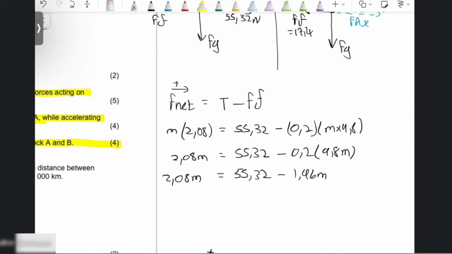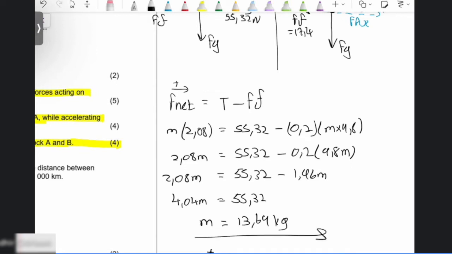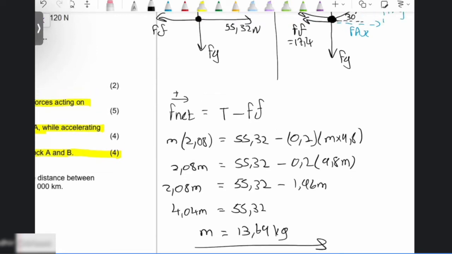For those who sent me pictures, right? So this is going to be 2.08 plus the 1.96, which is going to be 4.04. So 4.04 here is equal to 55.32, and then I'll get my mass from there. So just going to take 55.32 divided by 4.04, and that's 13.69 kilograms. Okay, guys, I hope this makes sense. Any questions that you guys have, let me know, yeah?